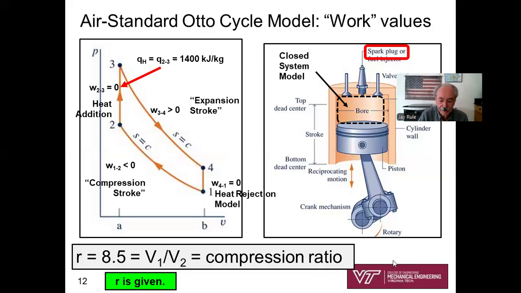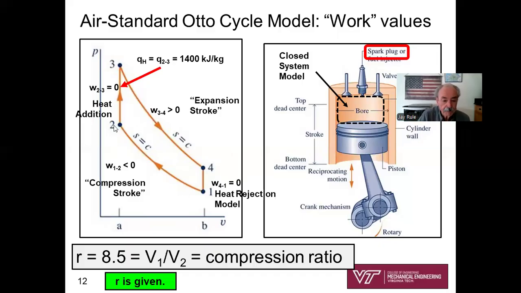Planning our work value. So once we find T3, we're going to have to figure out the net work. So we'll have to look at where my work values are. Let's look at process 1 to 2, the compression stroke, reversible adiabatic. Do you see that the work, little w from 1 to 2, is the integral of PdV? I can see the area under the curve with my eyes. The work from 1 to 2 is a negative number. Work is required. That's the compression stroke.